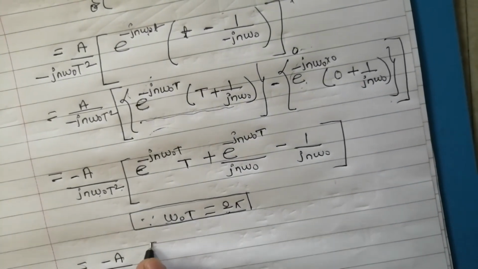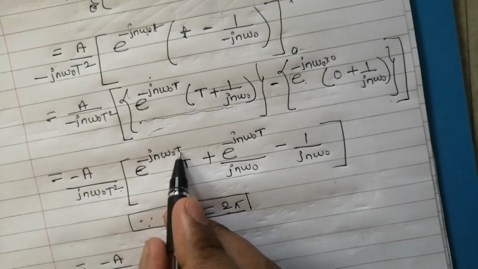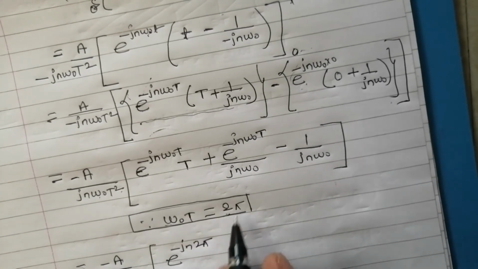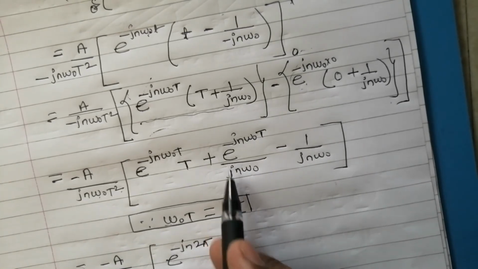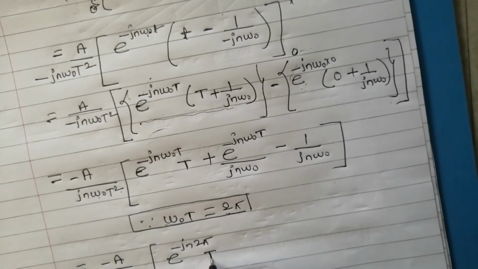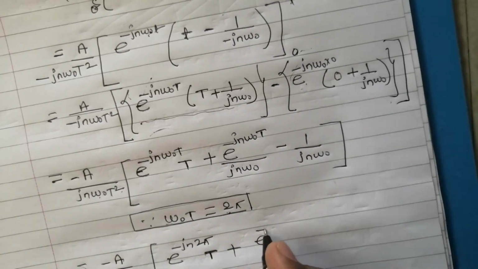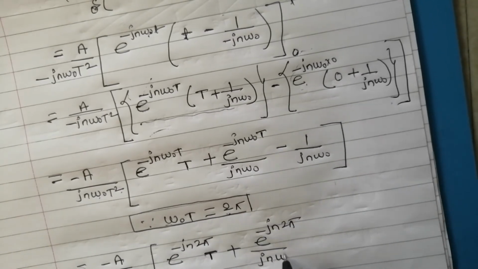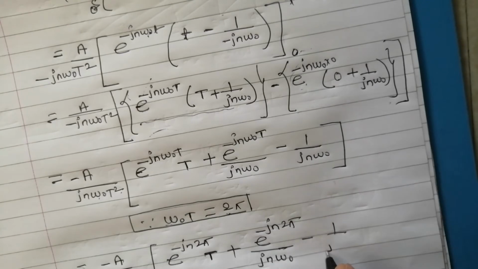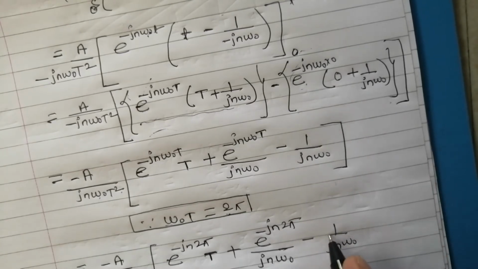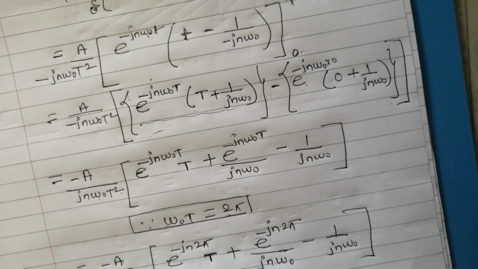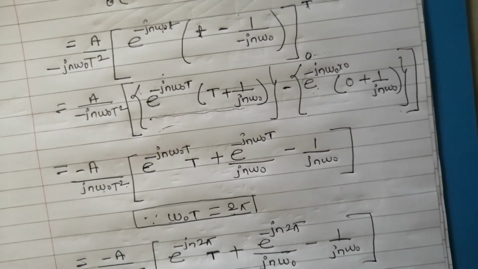Now in the bracket this omega naught T is 2 pi, so e raised to power minus jn 2 pi, and I will take this common again, or let it be. Then jn omega naught minus 1 upon jn omega naught. Okay, right? So up to this it is okay.